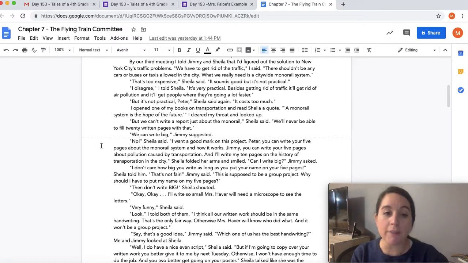Peter, you can write 5 pages about the monorail system and how it works. Jimmy, you can write your 5 pages about pollution caused by transportation. And I'll write my 10 pages on the history of transportation in the city. Sheila folded her arms and smiled. Can I write big? Jimmy asked. I don't care how big you write as long as you put your name on your 5, Sheila told him.